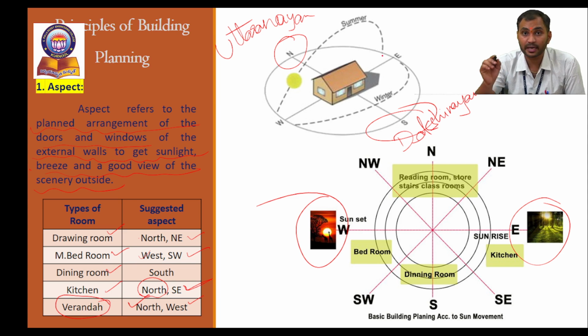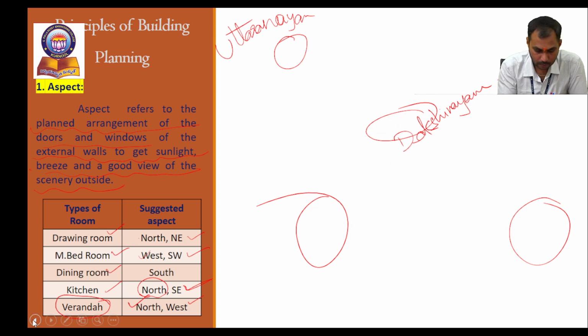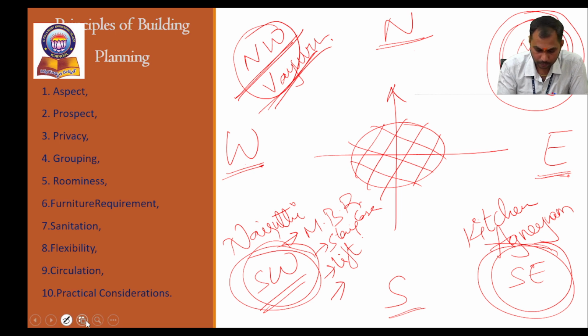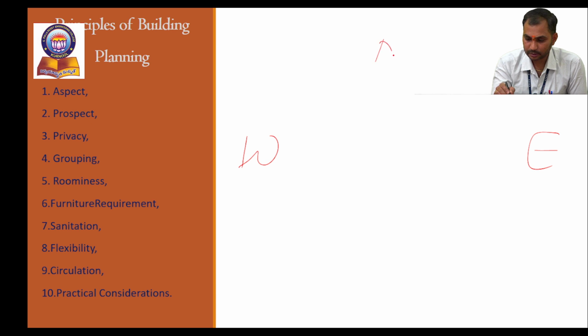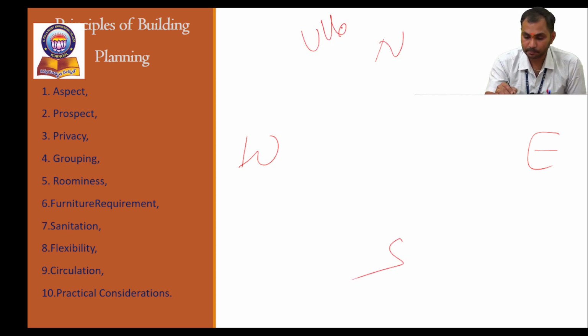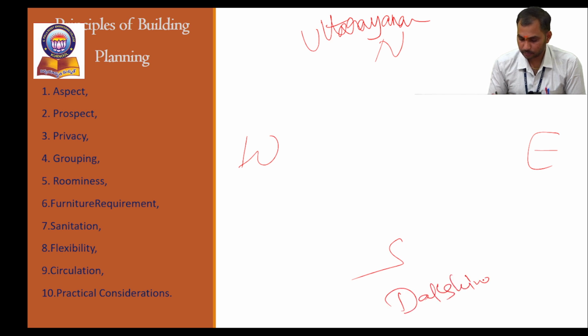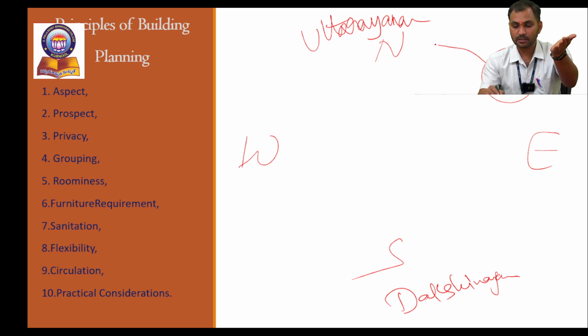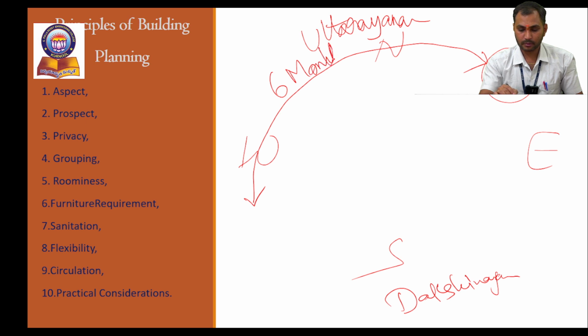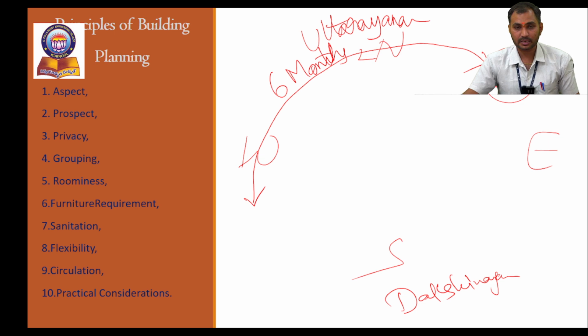Uttarayanam means where the sun... Right, this is the east direction, this is the west direction, this is north and south. So this is Uttarayanam. And next, Dakshinayanam. Where the sun rises and starts its movement from the northeast corner, slowly moving from the northeast corner to the west direction, for the first six months, that is the summer season we can say.